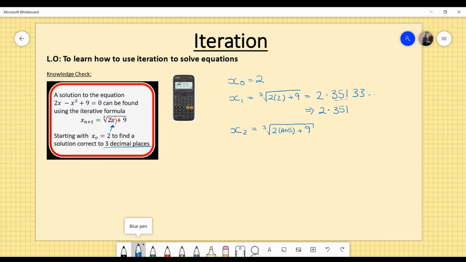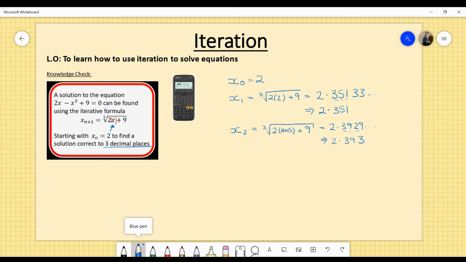So that was the one on the bottom row that I showed you. You pop the answer button in there, and you hit equals at that point, and it will give you another answer. So we end up with 2.3929 and so on. And remember, I need to round that to 3 decimal places. So I end up with 2.393.